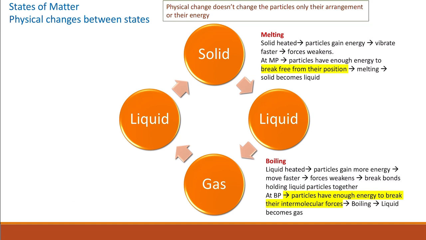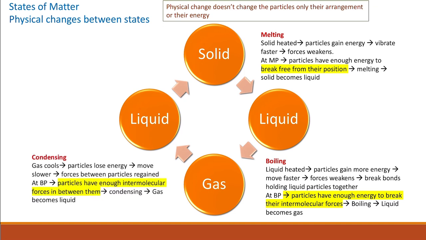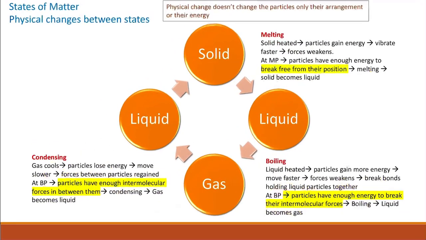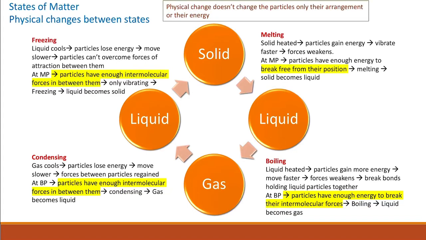So at boiling point, the particles will have enough energy to break their intermolecular forces, and they will become a gas. And then a gas changes into a liquid. This is called condensing. When the gas is cooled, the particles will lose energy. They will move slower, and then the interaction between the particles will be regained. So the gas will become a liquid. The change from liquid into a solid is called freezing. The liquid will cool, and the particles again lose energy. They will not be able to move anymore. They will just vibrate about their fixed position, and they will change from liquid into solid.